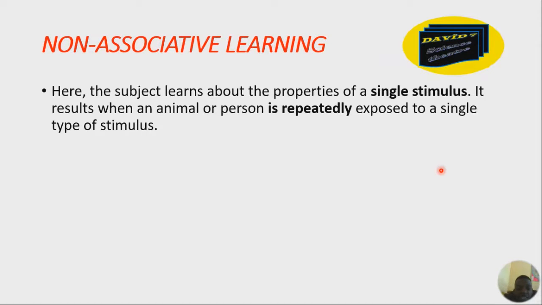Okay? So let's talk about non-associative. This is one form of incidental learning. So here the subject learns about the properties of a single stimulus. It results when an animal or person is repeatedly exposed to a single type of stimulus. So in non-associative, you just learn about a single stimulus after repeated exposure of the same type. And non-associative can be habituation or sensitization. So I've gone further: incidental, non-associative, habituation, sensitization.